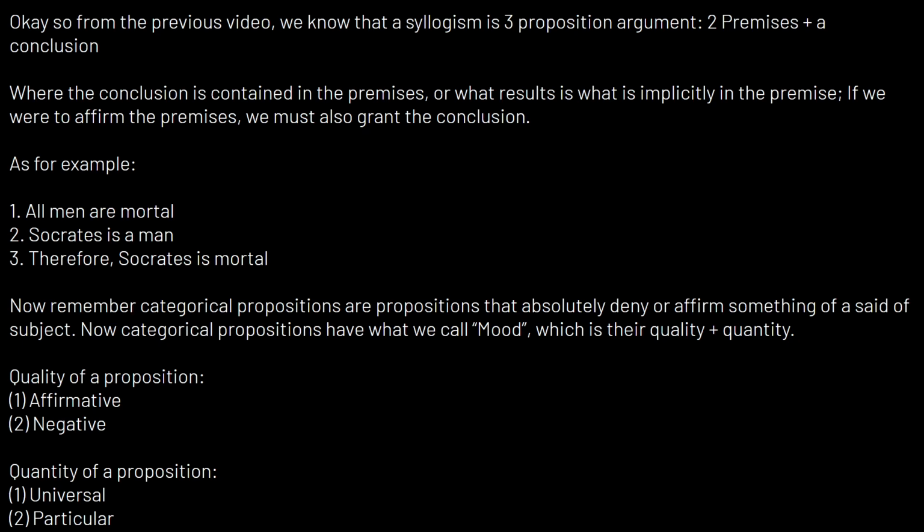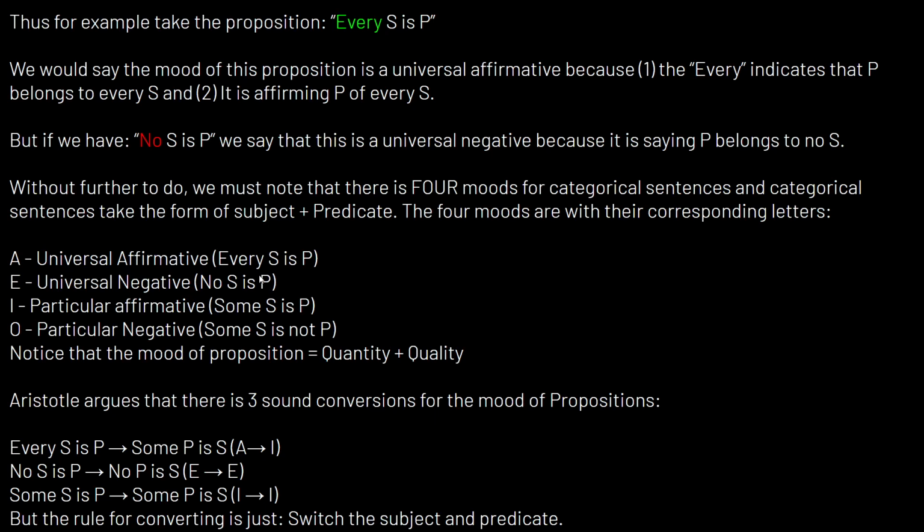So we name the mood of a proposition quantity, then quality. If I said no swans are white, that would be a universal negative. Thus, for example, every S is P is a universal affirmative. But if we say no S is P, obviously that's a universal negative, right? Because we name quantity, then quality.